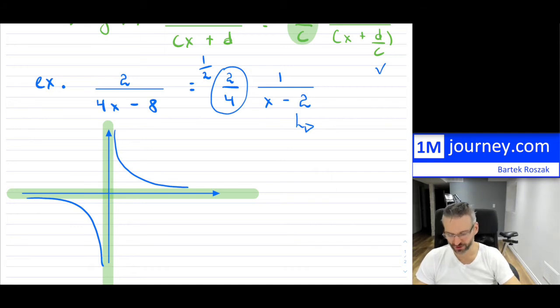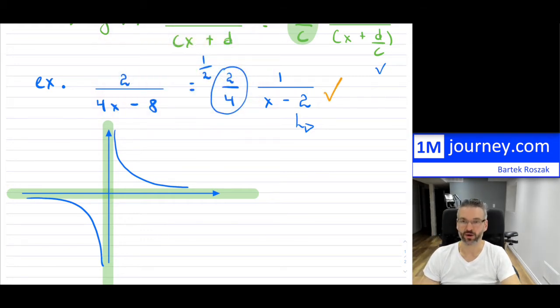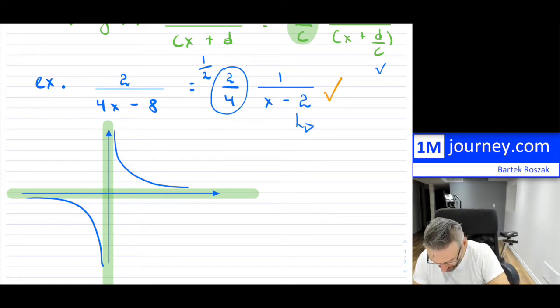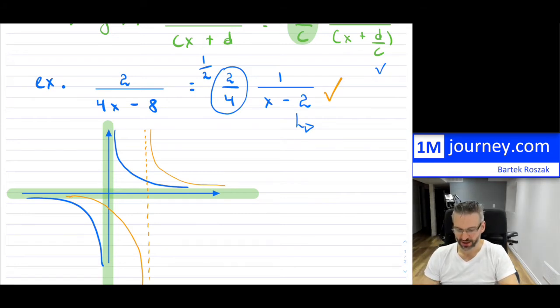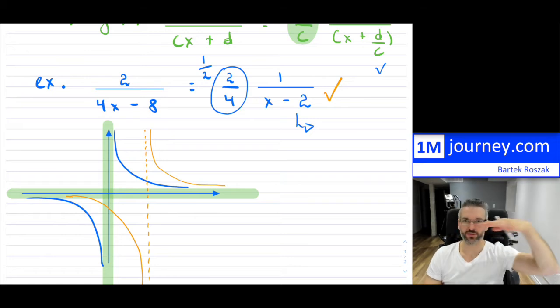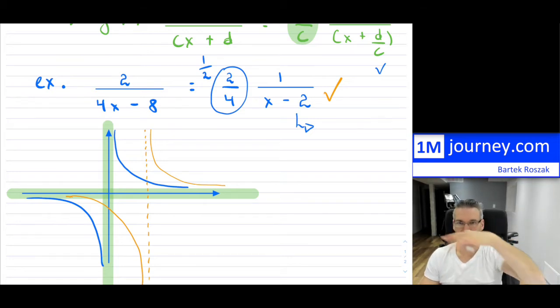Now if I wanted to take this, let's write a half times 1 over x minus 2. That's going to shift over, so this is now my new vertical asymptote. It shifts over and gets compressed, so it looks kind of like this. That would have been my sketch. I still have my horizontal asymptote in this particular direction.